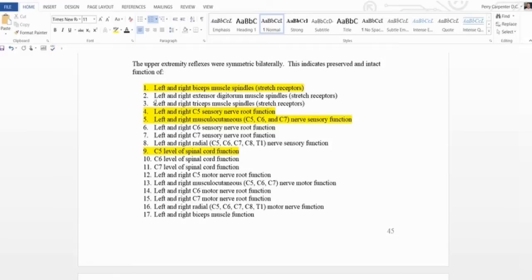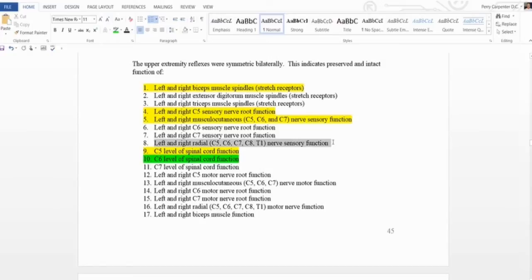reflex. Well, in the presence of normal extensor digitorum reflexes, that indicates that the left and right extensor digitorum muscle spindles, those specialized stretch receptors, those special afferent fibers that travel upwards towards the spinal cord, are functioning normally. It indicates that the left and right C6 sensory nerve root function is normal. It indicates that the left and right radial nerve sensory function is normal. It indicates that the C6 level of spinal cord function is normal.